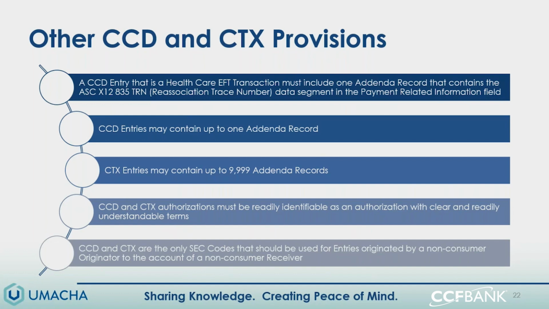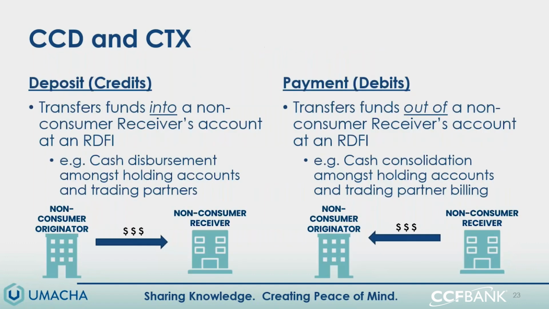Last bullet point here, CCD and CTX are the only standard entry class codes that should be used by a non-consumer originator to the account of a non-consumer receiver. Meaning if you are paying or collecting money from another business, you should use CCD or CTX, end of story, regardless of how you got the authorization. And we'll talk about why that's important when we get to the returns section here in just a little bit. So if we're paying a business, as a business, always going to use either CCD or CTX.